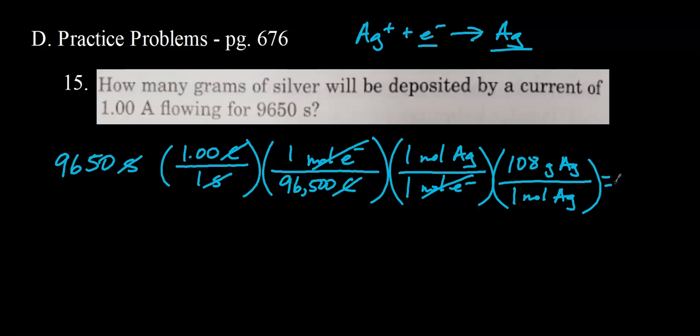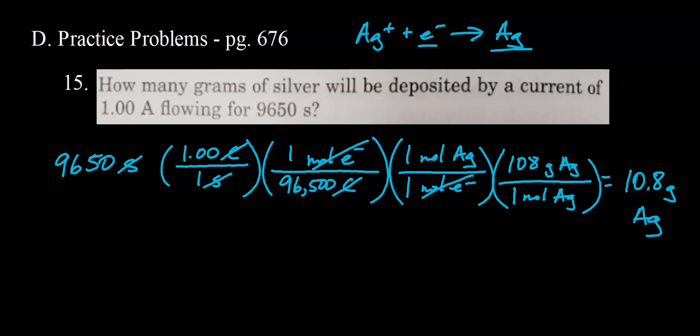Go ahead and pause the video and type that up and see what you get. So if you pass a current of 1 amp through a solution containing silver ions for 9,650 seconds, you should produce 10.8 grams of silver metal. Now, which electrode will this silver be deposited on?